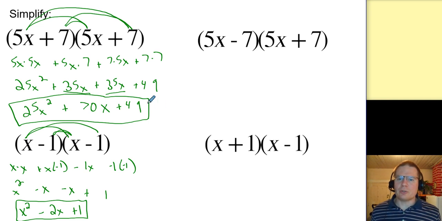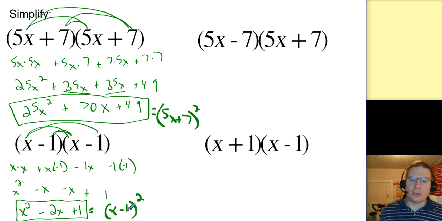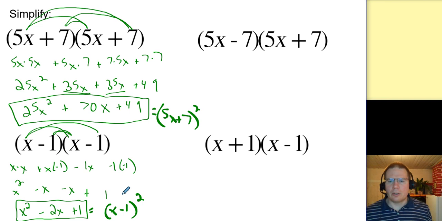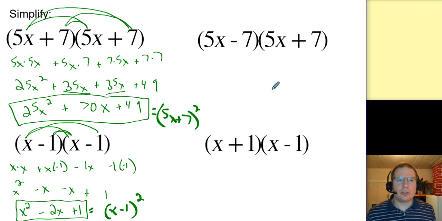This is a perfect square trinomial. Why? Because it's equal to 5x plus 7 times itself. Perfect square trinomial, because it equals a polynomial times itself, a binomial times itself. All right, now we can look at our second pair here. Let's switch colors.